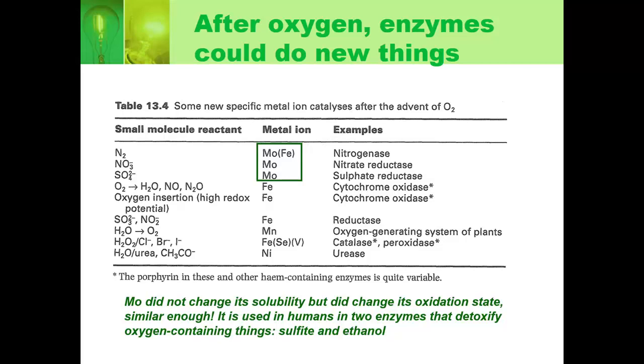So that's a case of a charge becoming more available. Same thing though. You're talking about electrons moving. You're talking about an E value. And molybdenum is actually used in two enzymes that react with oxygen-containing things. Your ethanol detoxifying enzyme and your sulfite detoxifying enzyme both use molybdenum to move oxygens around. So I just want to say, it's not always solubility, but usually it's something connected to oxygen and redox potential.